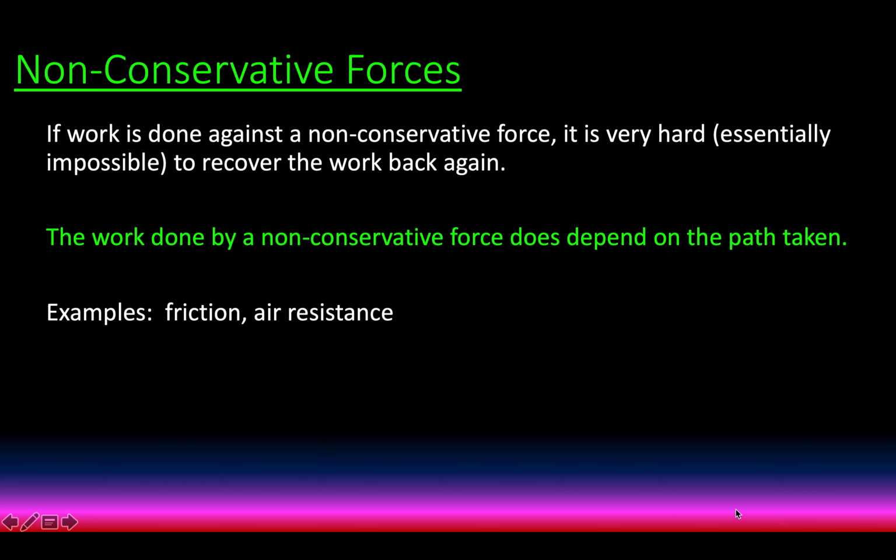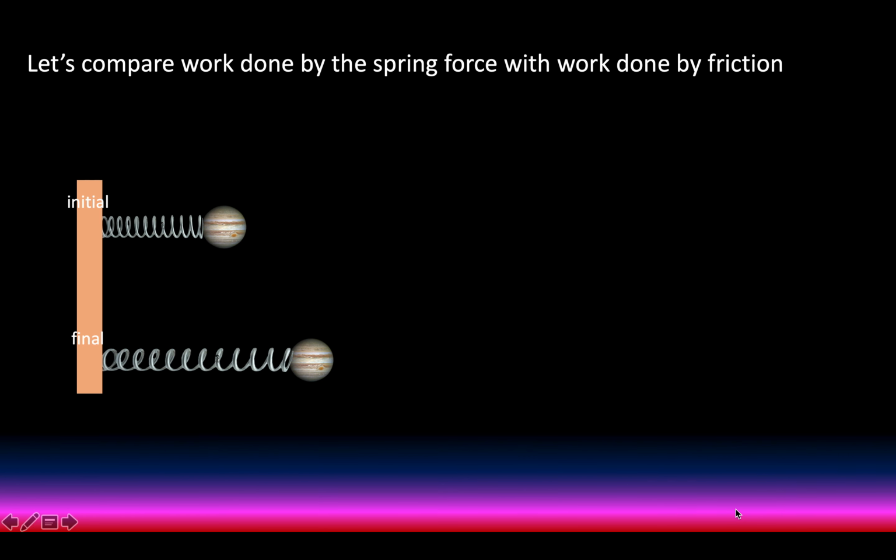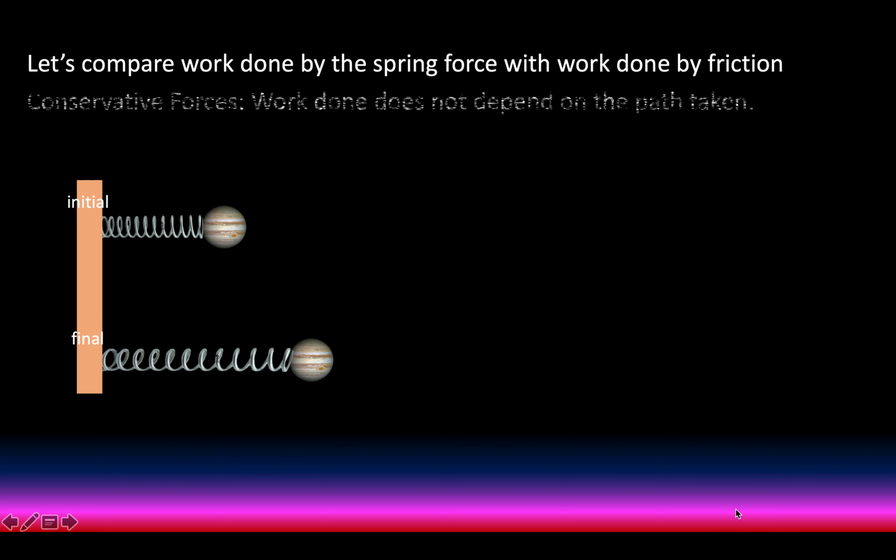So what do we actually mean by conservative and non-conservative forces? As an example, let's compare the work done by the spring force with the work done by friction. Now remember, when I say work done by the spring force, I mean the amount of energy the spring gives to an object as a result of the spring pushing or pulling on that object. So let's say there is a mass on a spring and the initial position of the mass is going to be here. And then the final position of the mass on the spring is going to be over there.